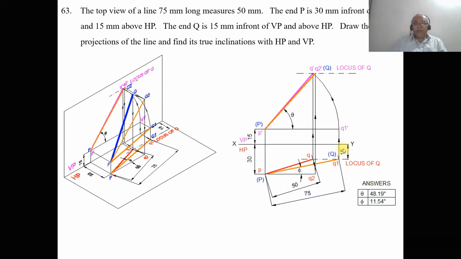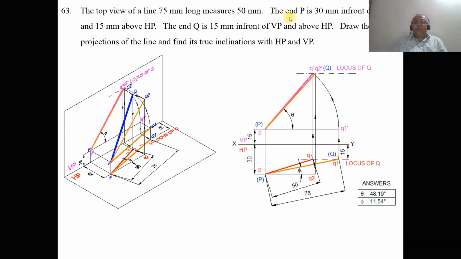So in this problem, he has given only to find out theta and phi, and you need not find alpha and beta. But this is very similar to the one which we have already done in the previous video. But still, I need to explain this again only because the inclination given is only to find out the true inclination with respect to HP and VP.